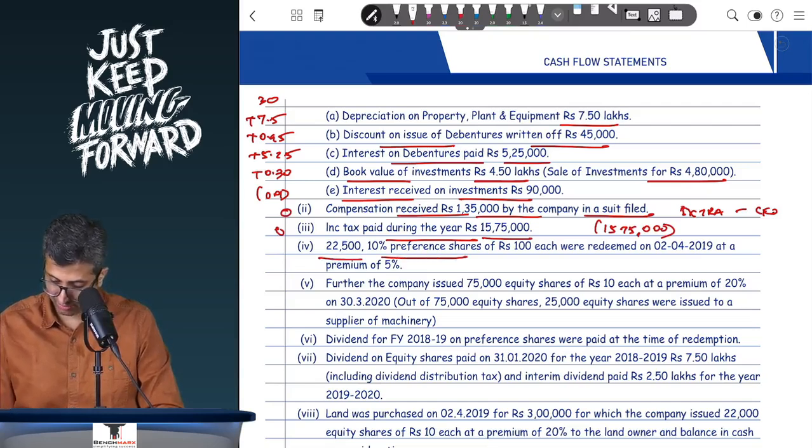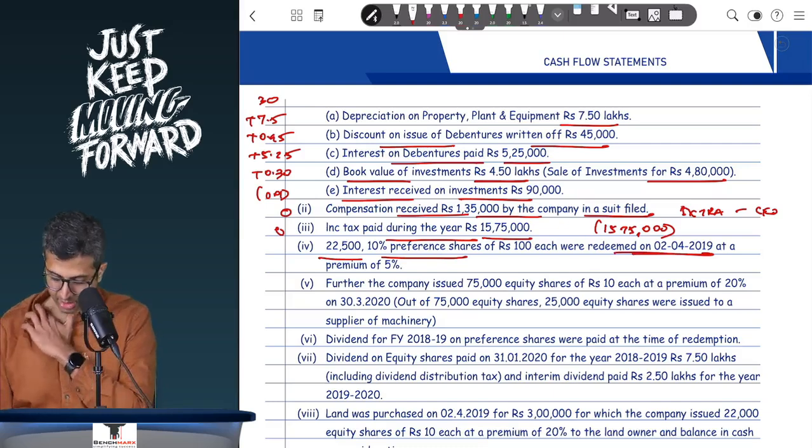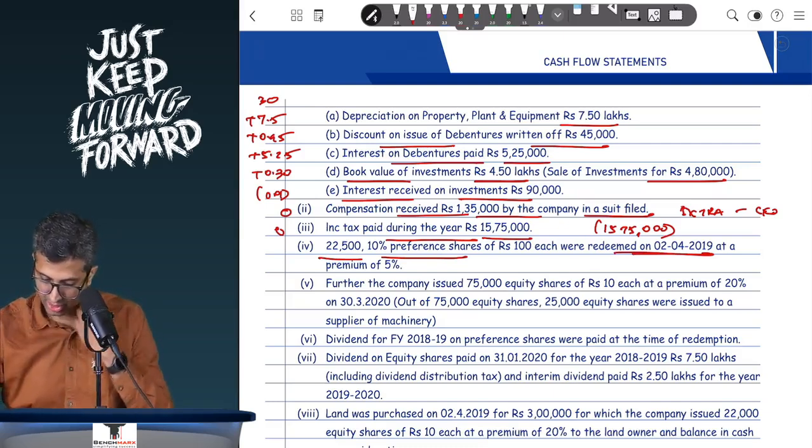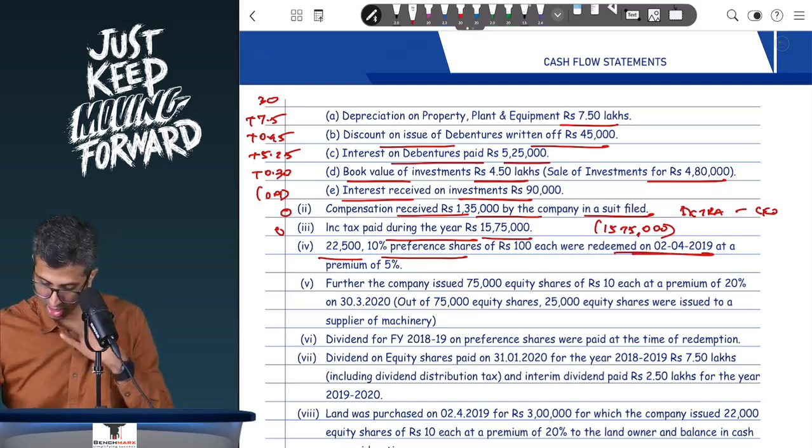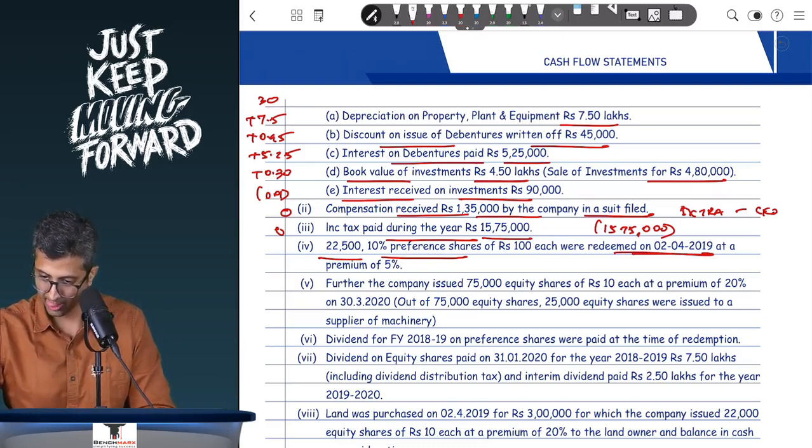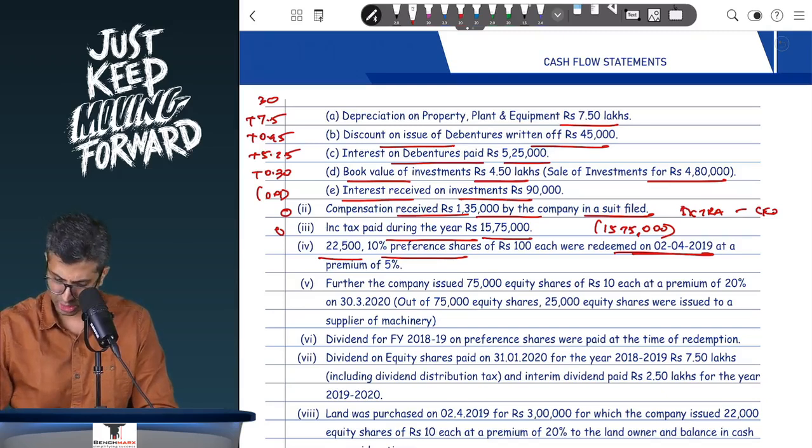22,500, 10% preference shares of rupees 100 each were redeemed on 2nd April at a premium of 5%. So over here, this is what? 22,500 into 100 into 1.05, and this is 23 lakh 62,500.